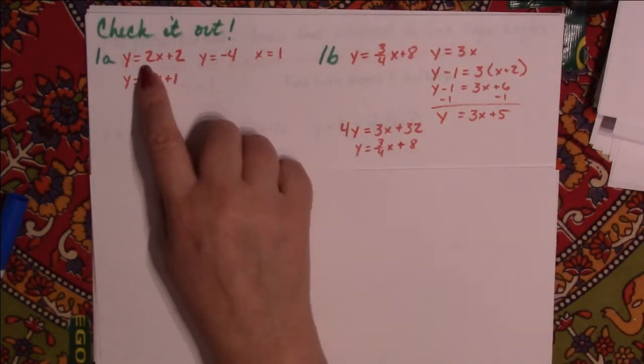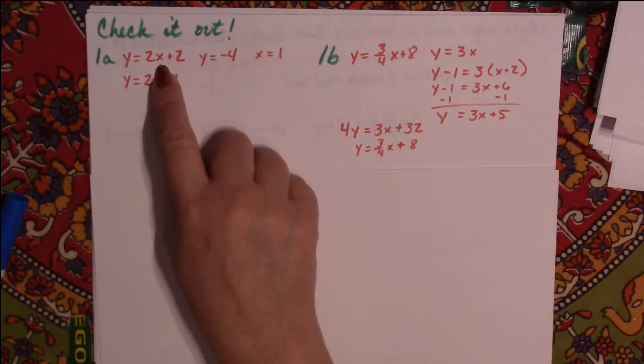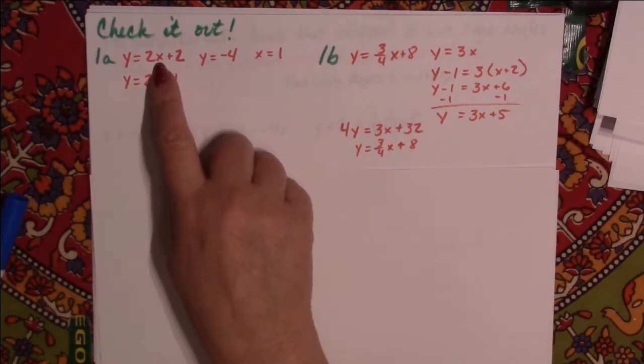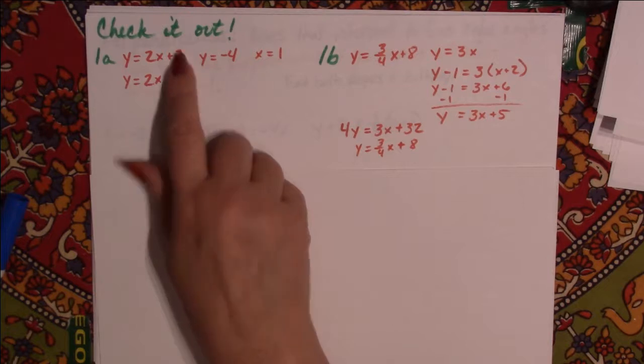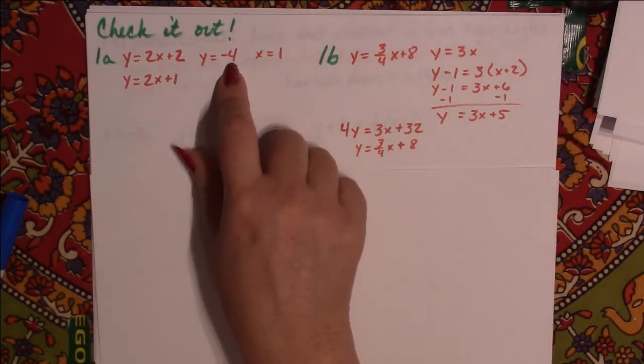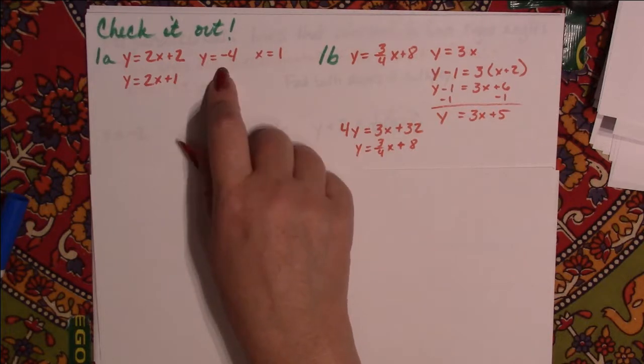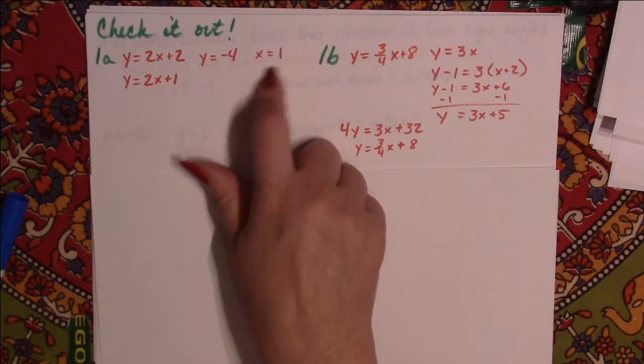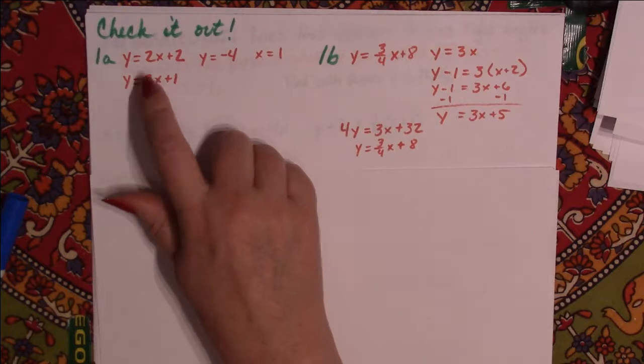So check it out, number 1. I've got a slope of 2 in y equals 2x plus 2. I've got a slope of 2 in y equals 2x plus 1. These two are parallel. I've got y equals -4, and there isn't anything parallel to it. I've got x equals 1. This doesn't have anything parallel to it. So just these two are parallel.